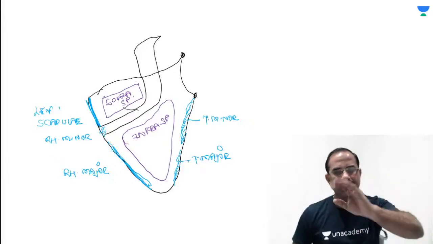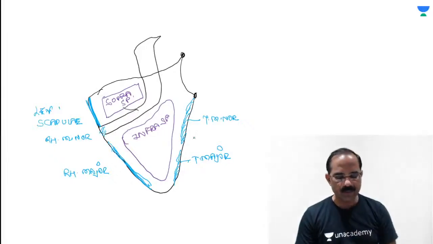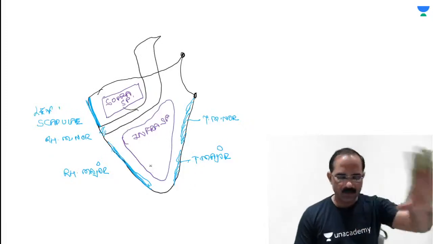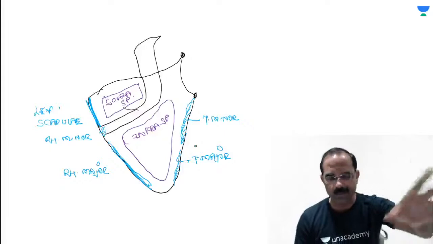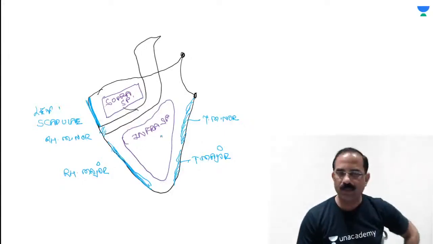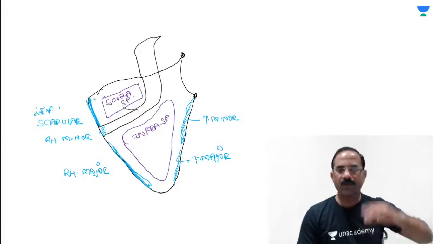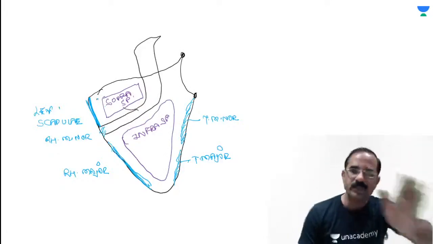Dorsal aspect, lateral border. The muscle here is teres minor and the muscle below is teres major. So this is the scapula, I just told you the scapula in brief. Supraspinatus, infraspinatus. Clear to all of you? That's the levator scapulae on the dorsal aspect, medial border.